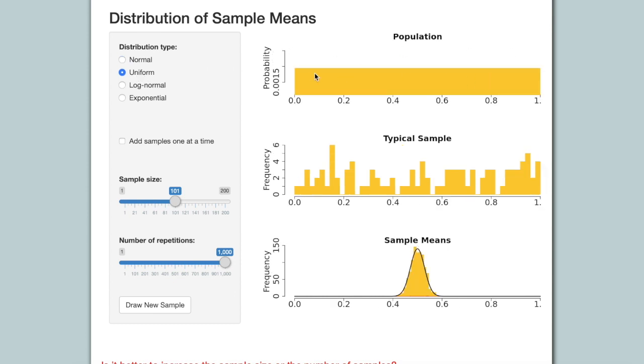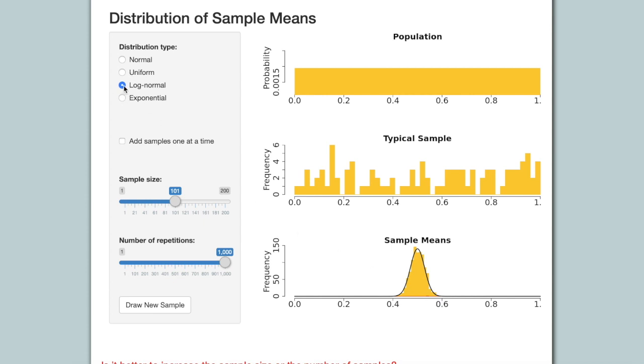As you can see here, everyone has the same probability. This is what a sample would look like, just a random sample. But what's interesting is the distribution of the means is still normal. So even though the population isn't normal and our sample isn't normal, the sample means will come from a normal distribution.